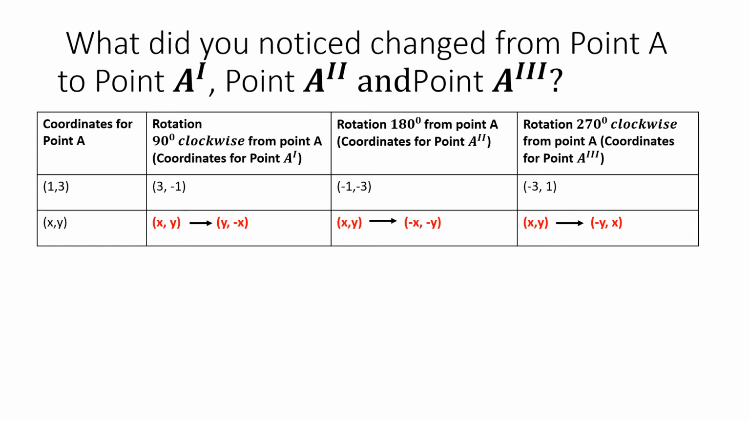So the rule for rotation 90 degrees clockwise is that the coordinates x and y switch, and the x value becomes negative. You can see here in the red. When rotating 180 degrees, the signs change for x and y, they become negative. When rotating 270 degrees clockwise, x and y coordinates switch and y becomes negative.